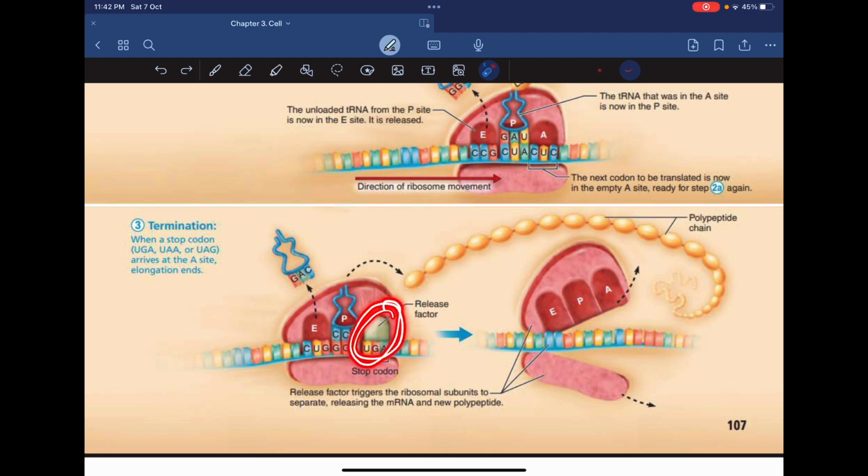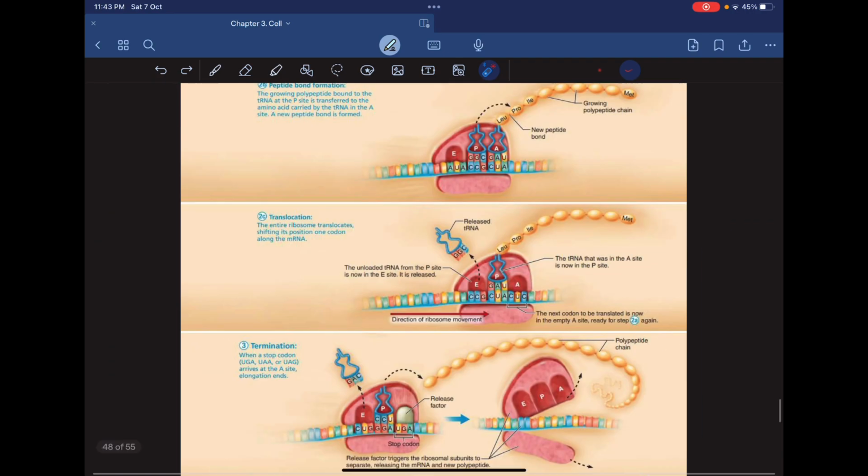A site, what happens? The stop codon comes, ends the process, binds to it, and closes the place. No more tRNAs come. And the polypeptide is released from the P site. The tRNA is released from the E site. This is the most important thing.